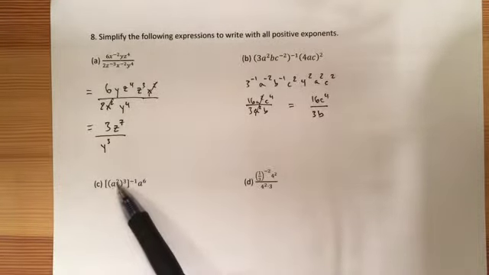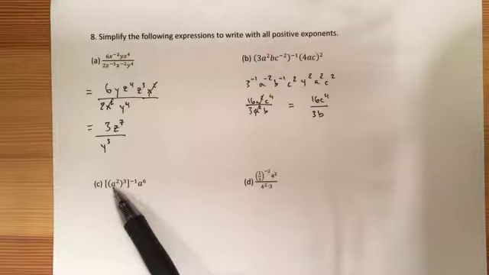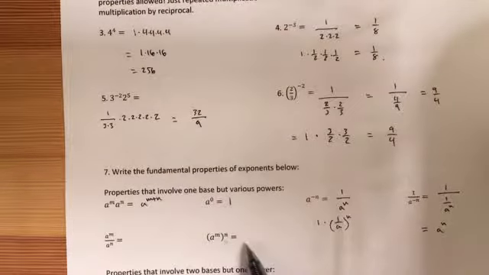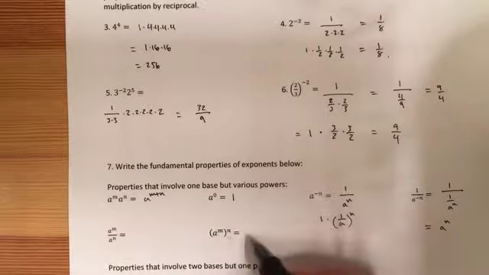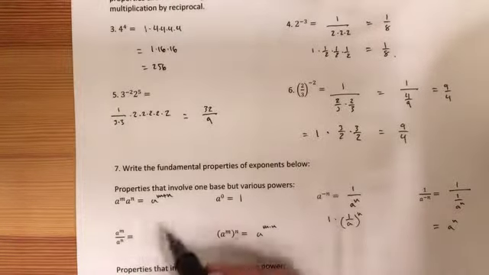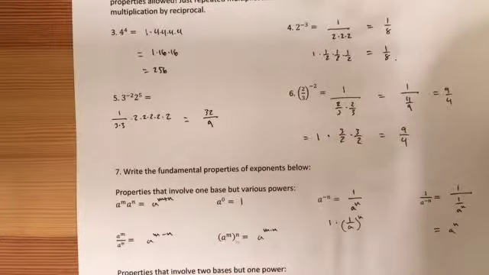This one, I know that a squared cubed, I multiply these exponents, so that should be a to the 6th. I'm wondering if there should be more properties on this side. Oh yeah, I skipped a couple. Why did I skip these ones? A to the m to the n, that's a to the m times n, and a to the m divided by a to the n is a to the m minus n. I'm not sure why I skipped those.